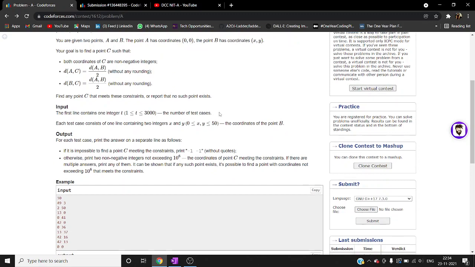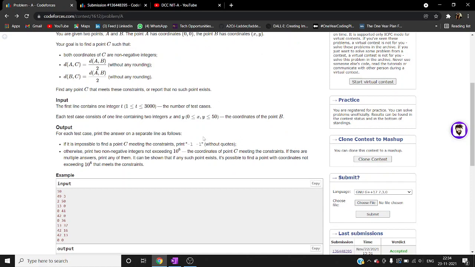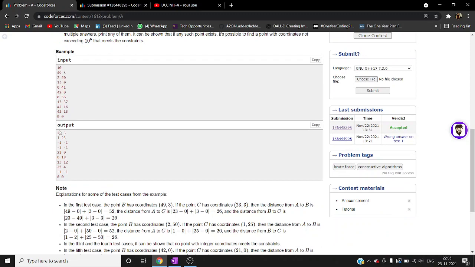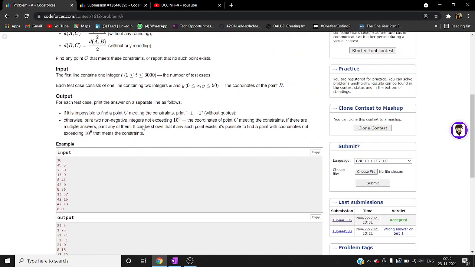For the input we will be given the number of test cases, and those lines will be followed by x, y, the coordinates of B. For the output we have to print the coordinates of C, and in case it's not possible to find C, then we have to print -1 -1, else we have to print the coordinates of C. It is written that if there are multiple answers we can print any of them. But this might be a bit misleading, which is why we should read the question properly.